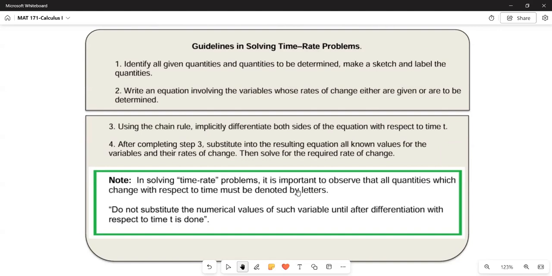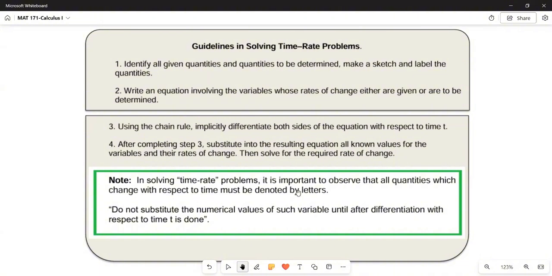Next, write an equation involving the variables whose rates of change either are given or are to be determined. So there are times wherein your rate of change with respect to time is given sa problem. May time naman na hindi given, pero kailangan mo pang isolve. Okay? So, careful kayo kung ano yung kayang isolve na rate of change. And then, ano yung given na mismo kasi baka mag-solve pa kayo, nandun naman na sa problem.